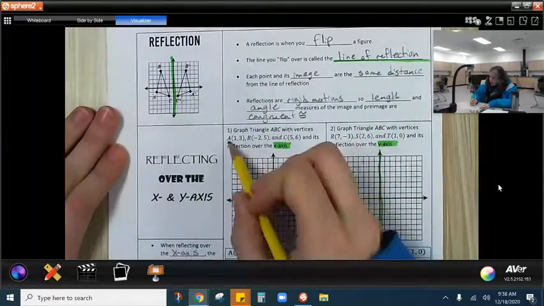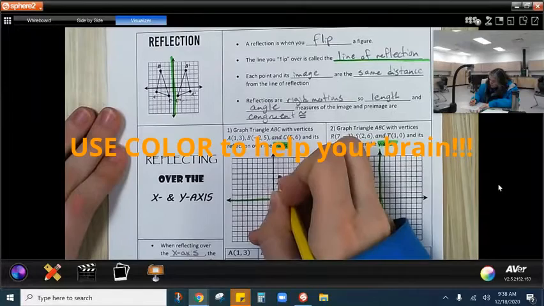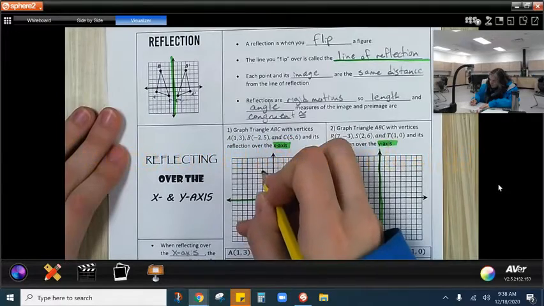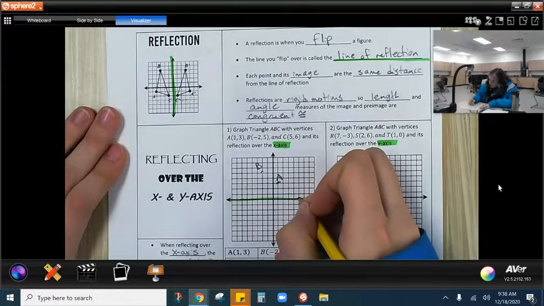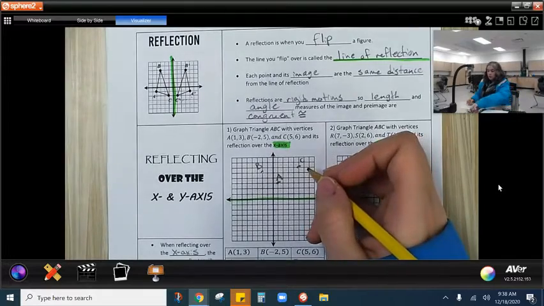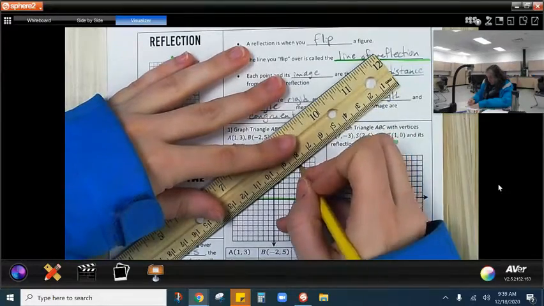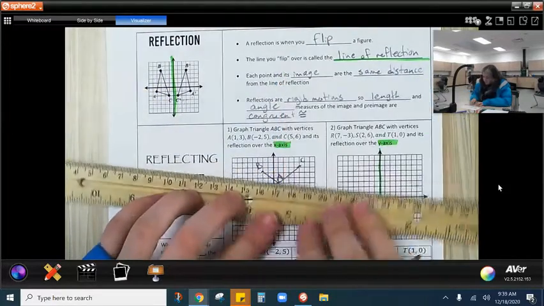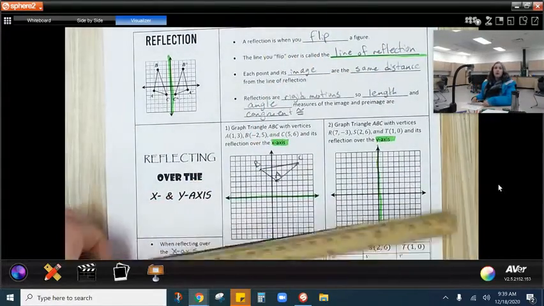We need to draw first our triangle ABC. A is at 1 and 3. B is at -2 and 5. And then C is at 5, 6. So I'm going to use a ruler. Yes, you need a straight edge. Don't try and eyeball it. Straight edges are best. There we go. There's my triangle ABC.